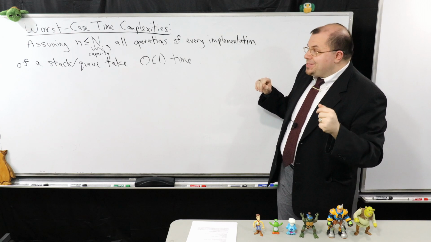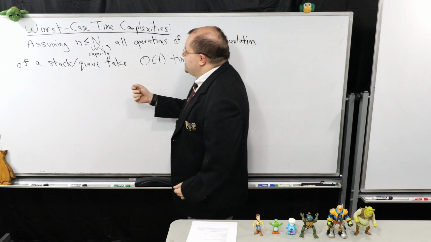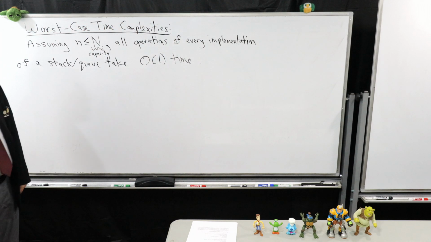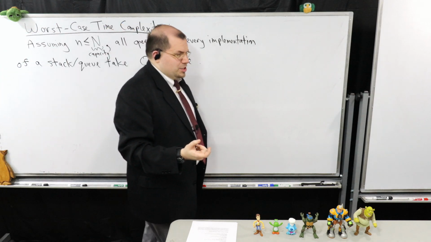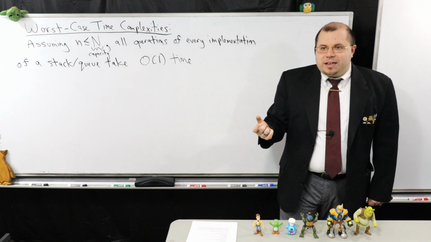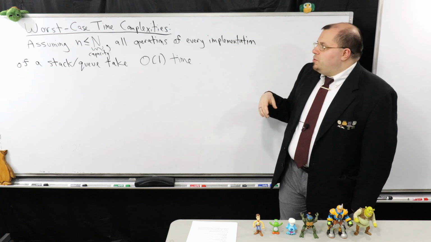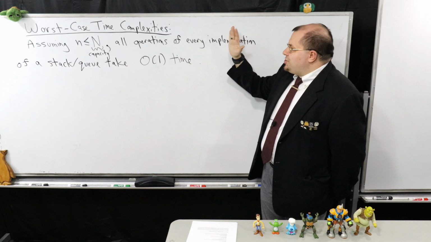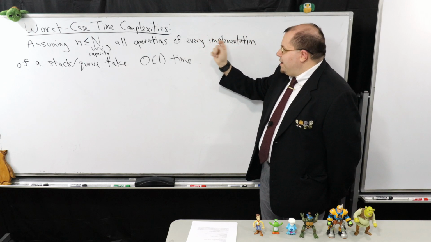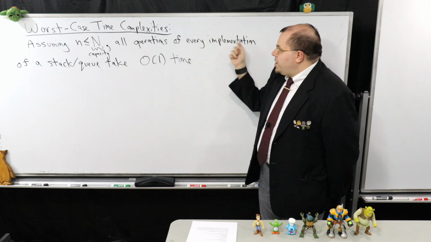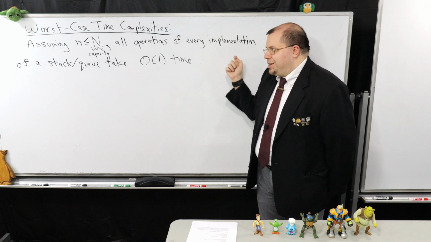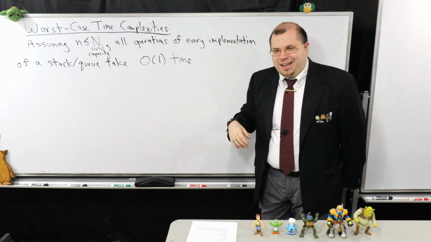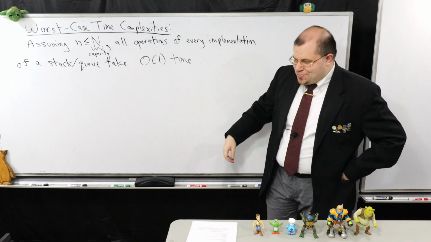And the great news is if you assume that the number of elements is no more than this capital N, this capacity. Now keep in mind this was an assumption I made for the array-based implementations. For the linked-based implementations, like our linked list-based ones, you don't have this capital N. You don't have to worry about it. But I must stress that assuming n is less than or equal to capital N, all the operations for every implementation of a stack or a queue take big O of 1, or constant time, in the worst case, which is wonderful, right?